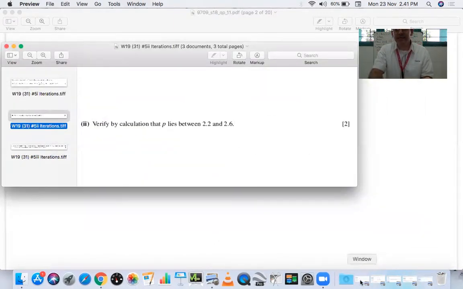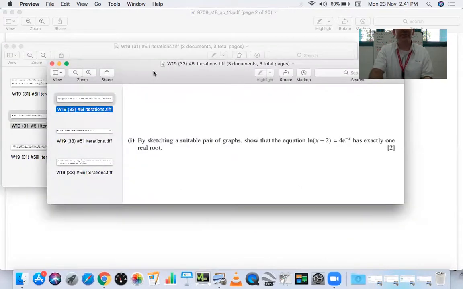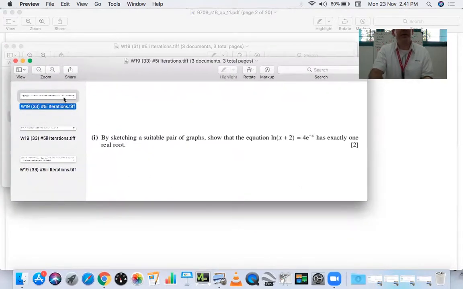And there's one more in here. Here's winter 1933. Notice this one is sketching. So sketching a suitable pair of graphs. They've already split the original into 2 sides. So you have a ln on one side and an exponential on the other. So this is pure mass 3 transcendental functions, exponentials and logarithms with the focus on sketching.